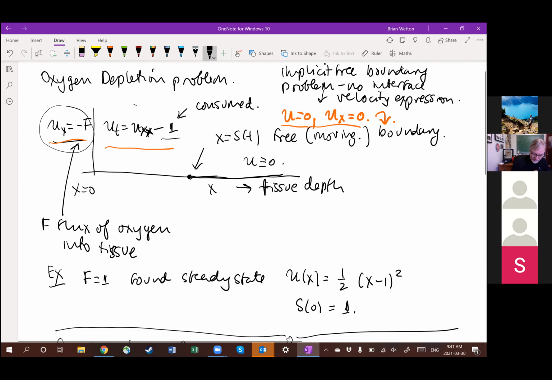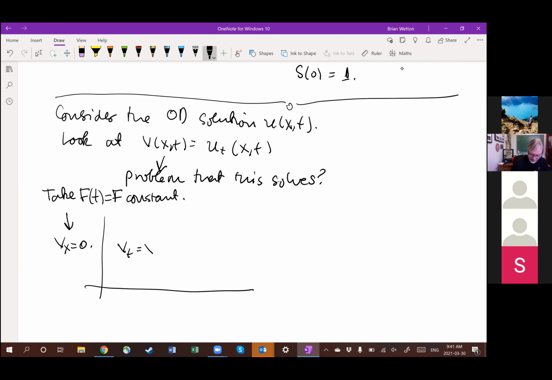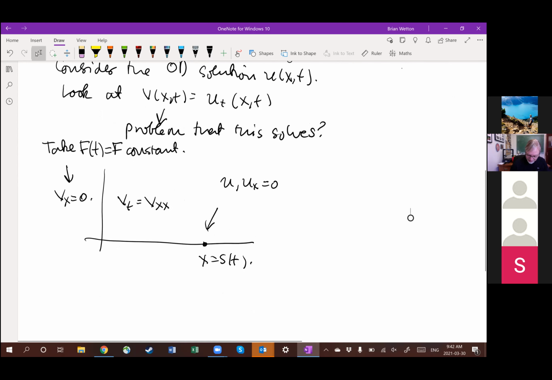If I take the time derivative of this equation, I'm going to get Vt is Vxx. So V satisfies just the heat equation. Let's have a look at what happens at the free boundary. I know that here both u and ux are equal to 0. Well, let's write that out in a little bit more detail.